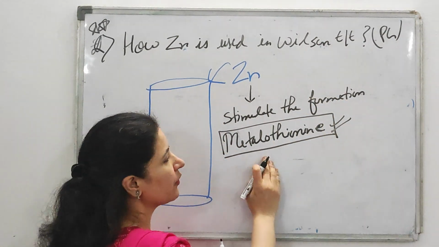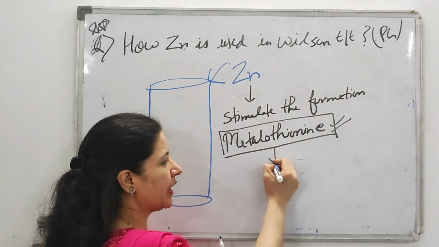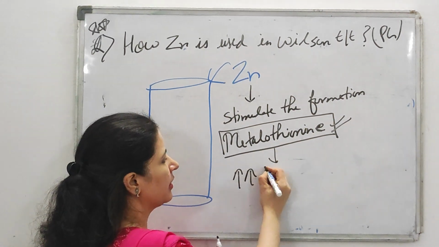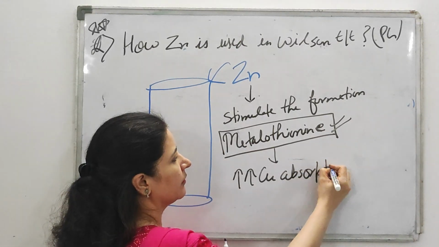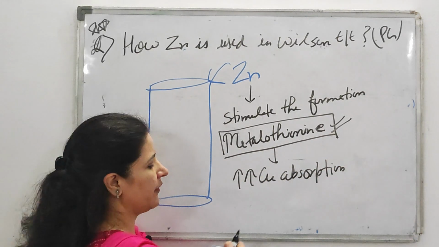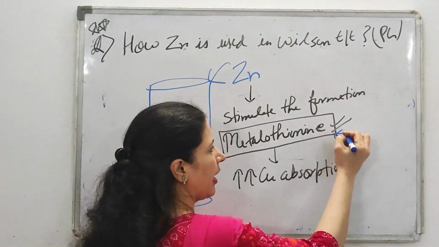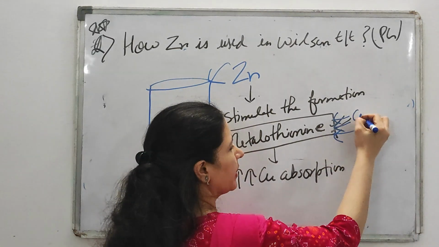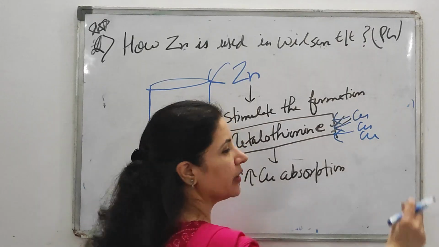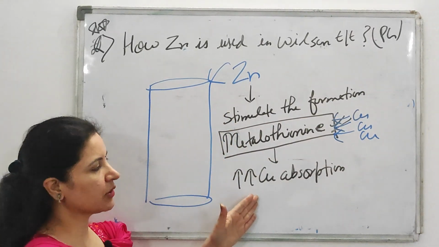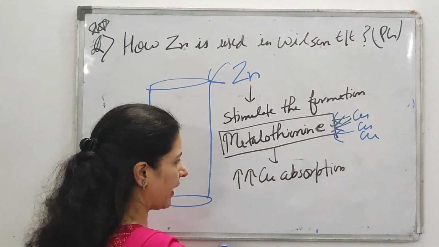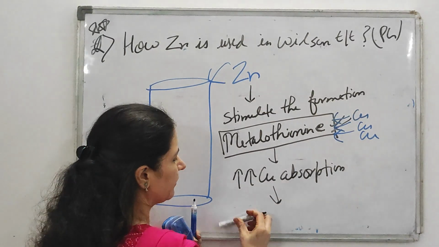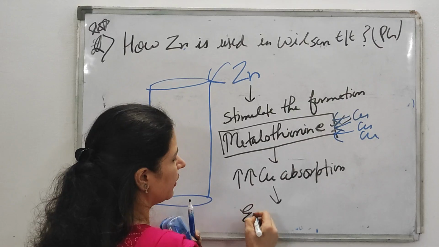And what is the role of this metallothionein protein? It will increase copper absorption. It will attract all the copper, all the copper gets attached to this metallothionein, and it will increase this copper absorption. And then it will finally be excreted out through the urine.